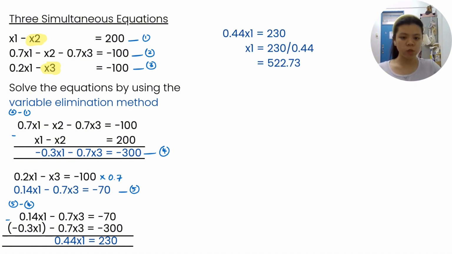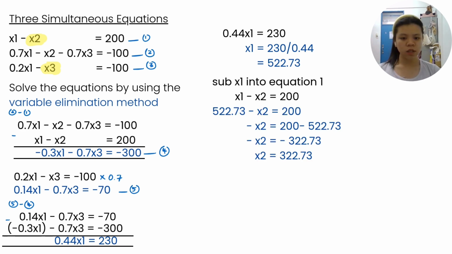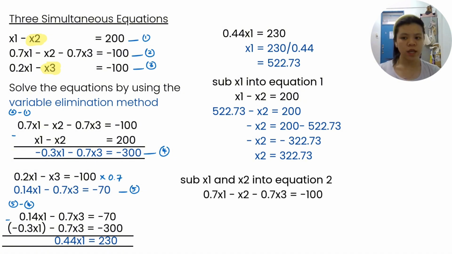Now we can find out x1 by using 0.44x1 equals 230. So we will find that x1 equals 522.73. After finding x1, we can substitute the answer of x1 into equation 1, which is x1 minus x2 equals 200. 522.73 minus x2 equals 200. So negative x2 equals 200 minus 522.73, and we will get negative 322.73. So x2 equals 322.73.